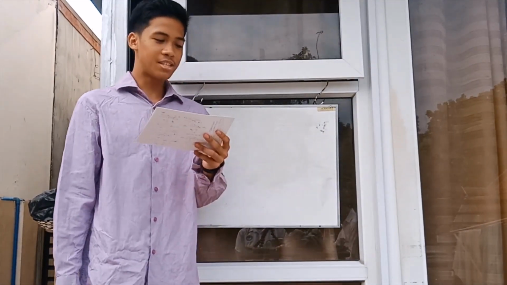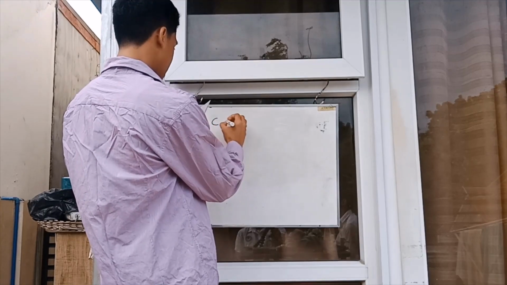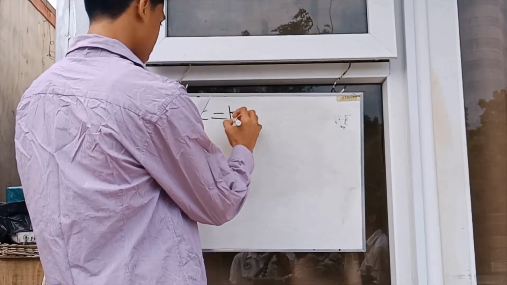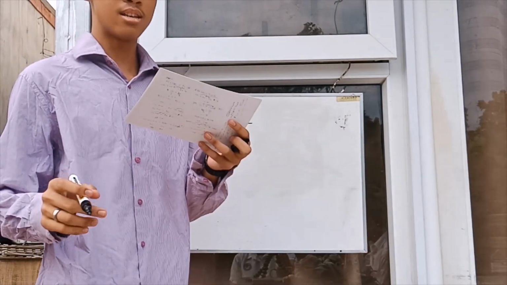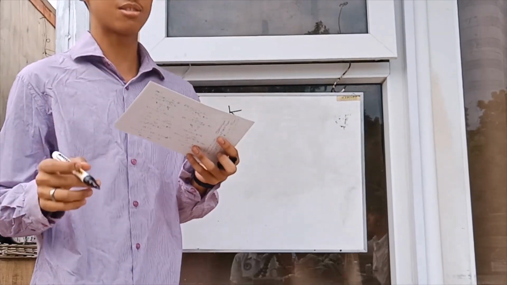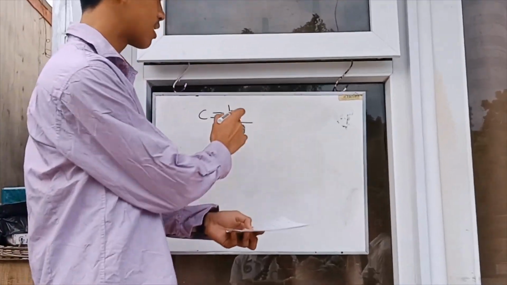So, let's start our first example. If C varies inversely as A and C is equal to 5 when A is equal to 3, find C when A is equal to 10. So, C is k over A. To find C when A is equal to 10, we need to first find the constant of variation, which is k.